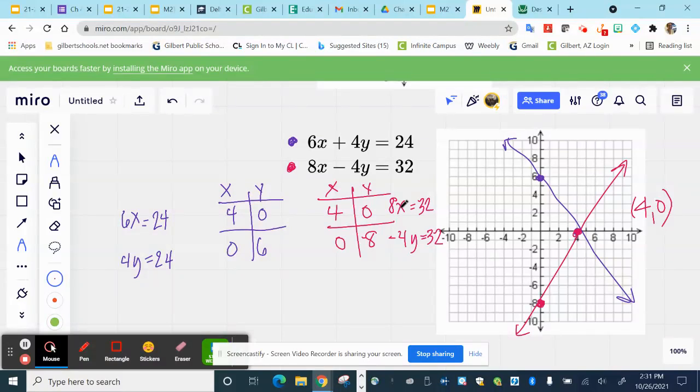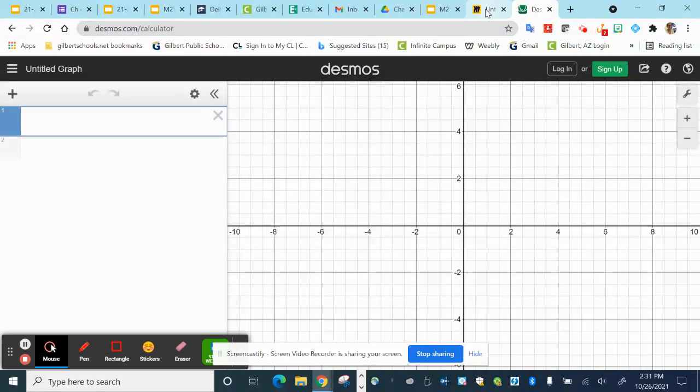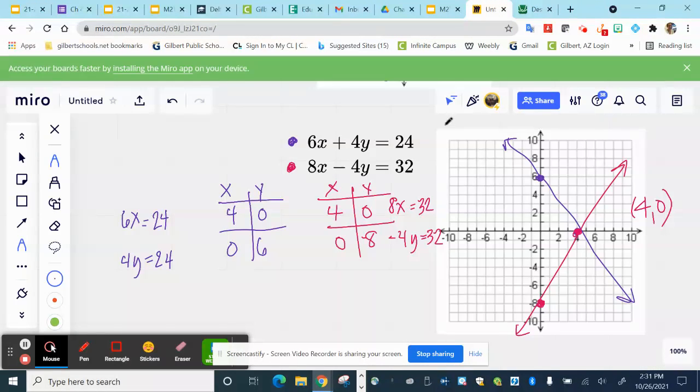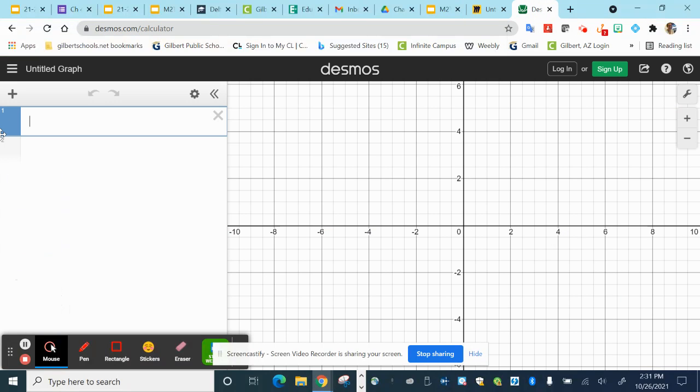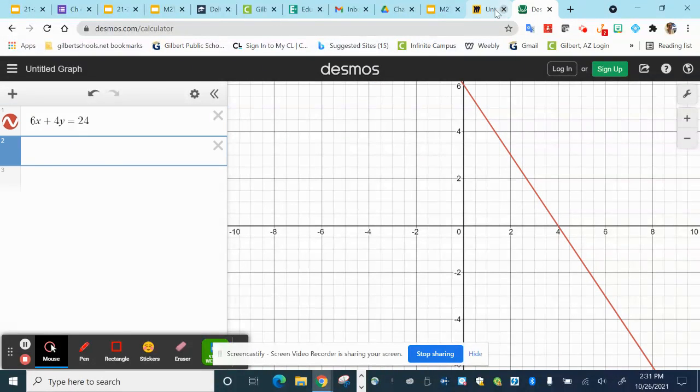Now, another way that you can use is you can actually go onto Desmos and you can plot both of your equations on there. So we have 6x plus 4y equals 24, and I also have 8x minus 4y equals 32. And when I plot those, you'll see right there is the intersection, and my solution is at (4, 0). And this can work whether they're in slope-intercept form or standard form. You can always come here to check your answers.